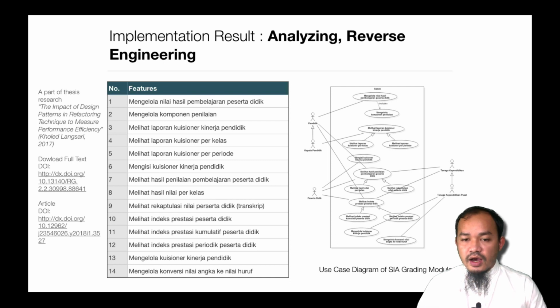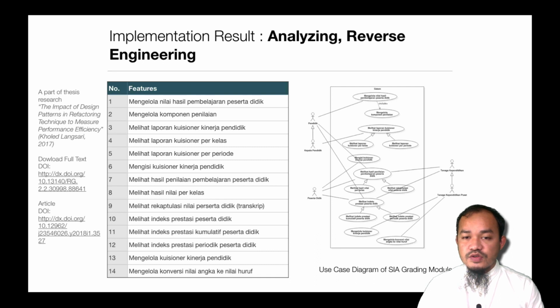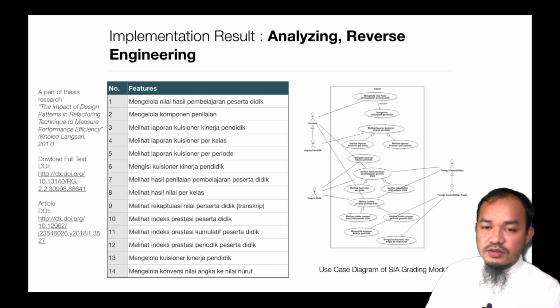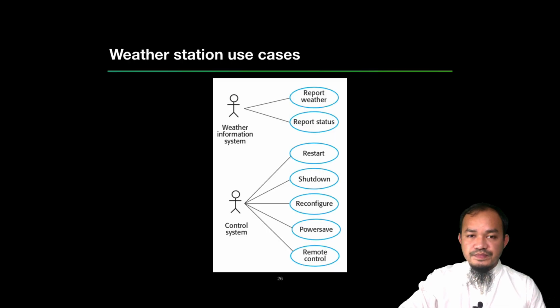If you look back at the project in my thesis, you will see there are 14 features that I list there, and there are 5 actors that use different features. They can access different features based on their role and permission. Okay, this is about interaction: system context and the interaction of the system.